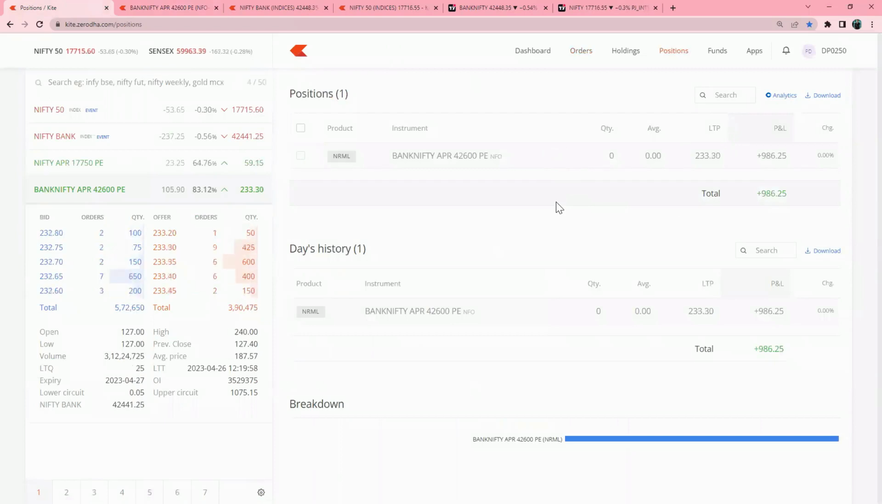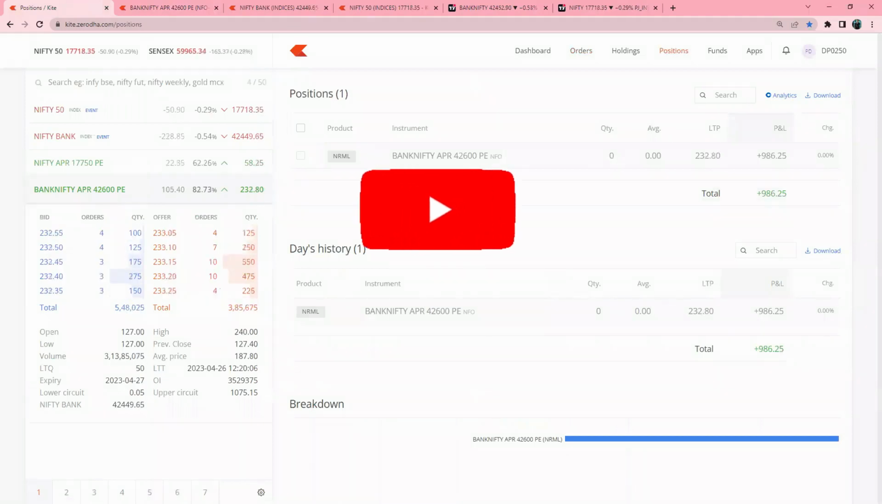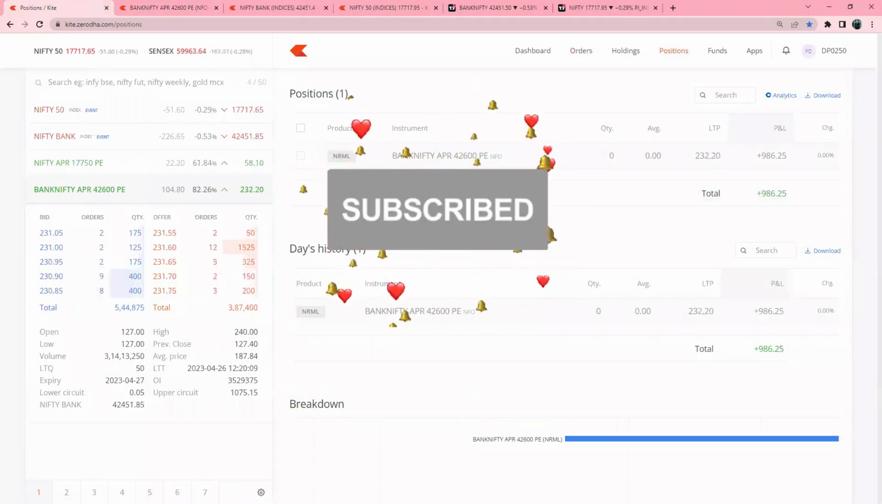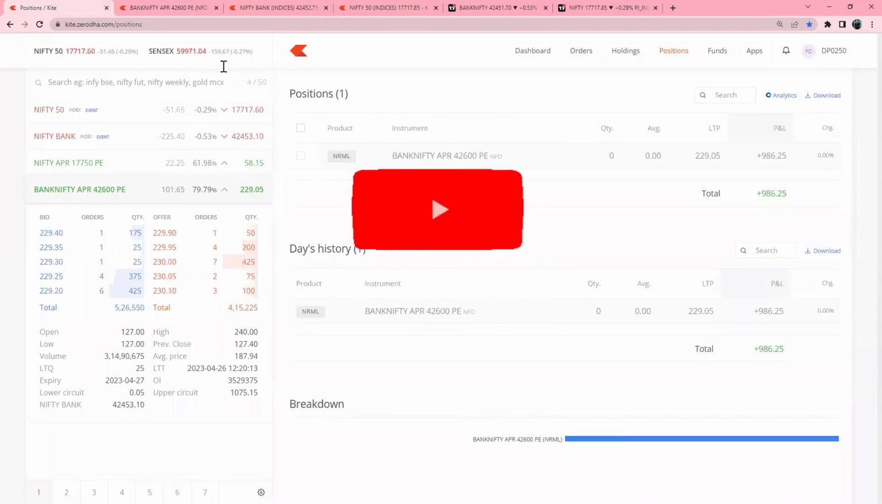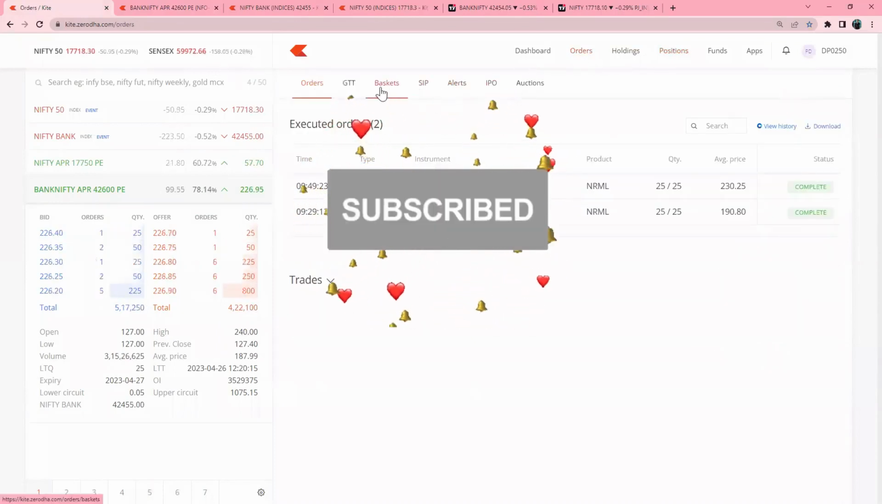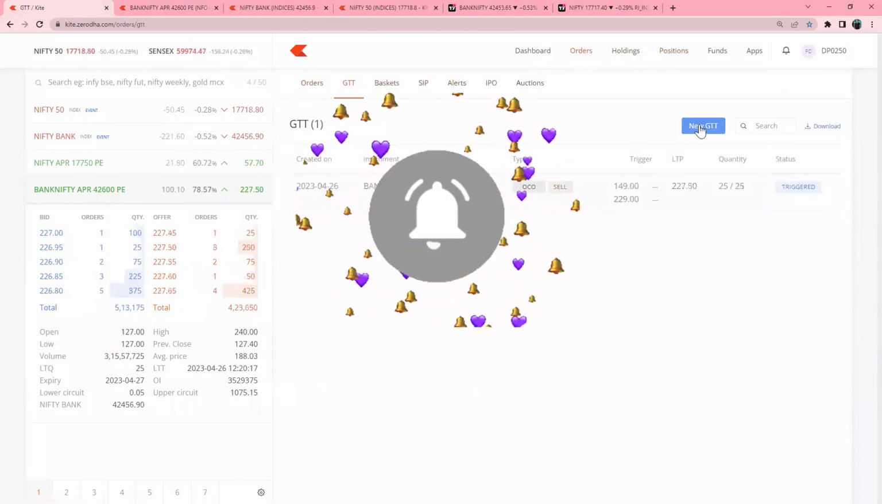Follow the system. Follow the rules. Follow the process. Nobody can take the money out of you. Yes, of course, there can be trades, there can be a few hits, there can be a few misses, but if you follow the system, strategy and methodology, nobody can beat you. Yes, this is what the GTT order is all about. I wanted to talk about this GTT order, and give you a virtual real trading experience as well.